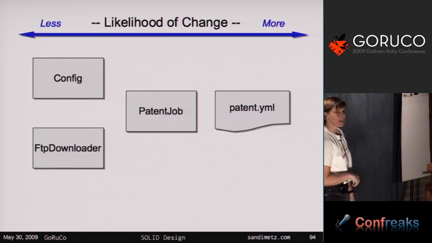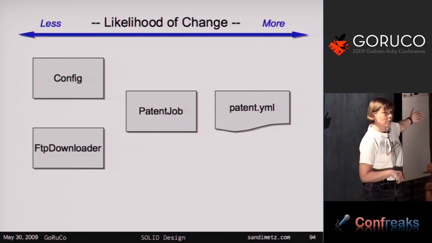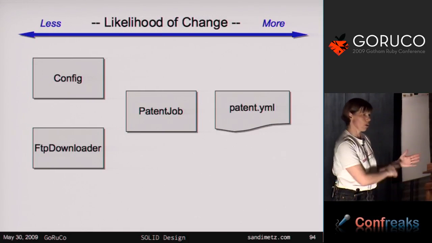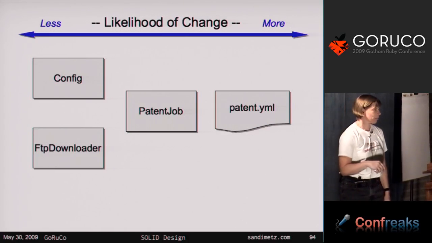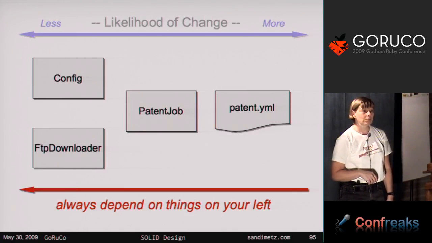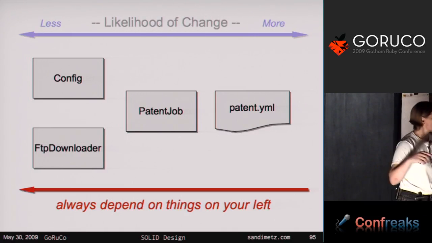So here's how you decide. Put your object on a scale, from things that change a little bit to things that change often, right? The likelihood that they are to change, left to right. And you should depend on things on the left. That's all there is to it. It might not work in here, but it works in your code.